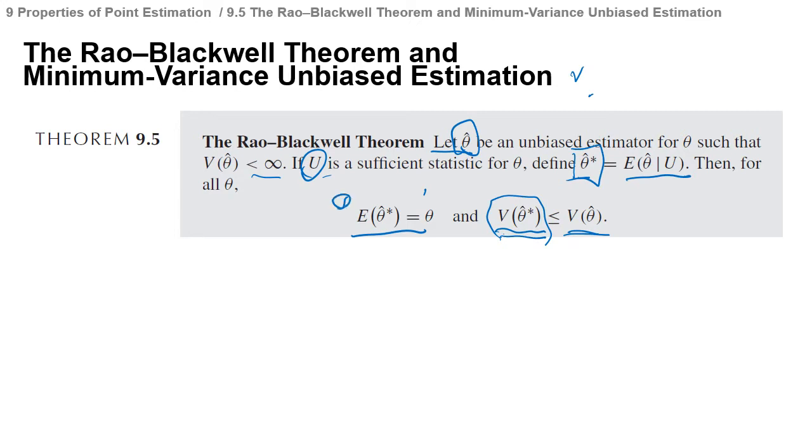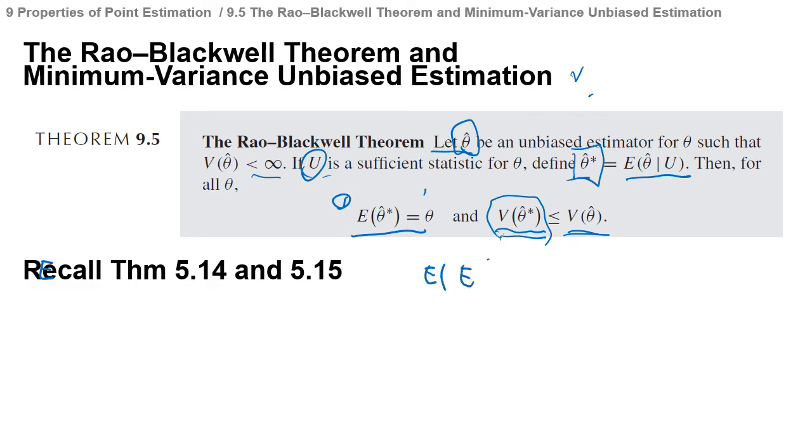For the first part, we are going to use Theorems 5.14 and 5.15. Theorem 5.14 says the expected value of the definition of zeta hat star, the double expectation of this thing, is the expected value of zeta hat, and since zeta hat is an unbiased estimator, this is zeta. So we proved the first thing.